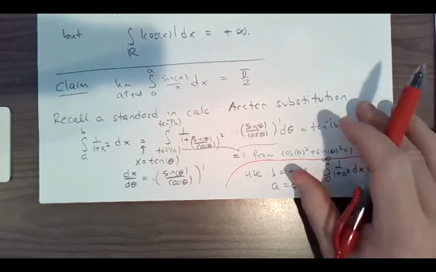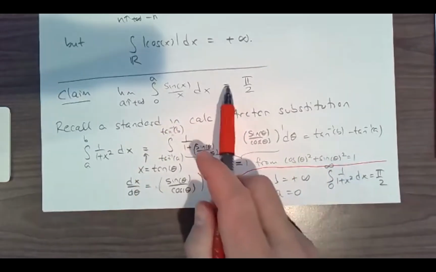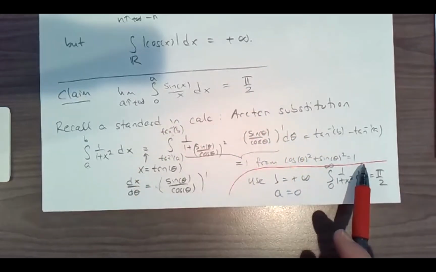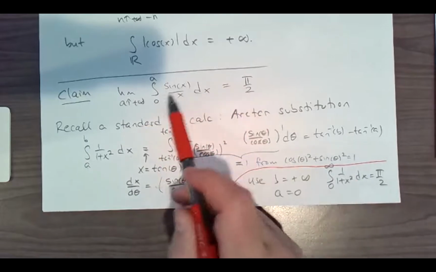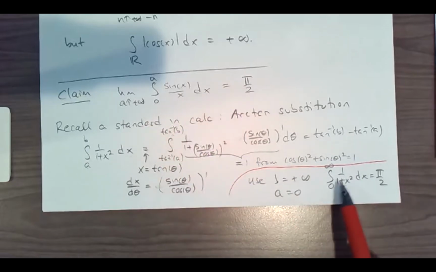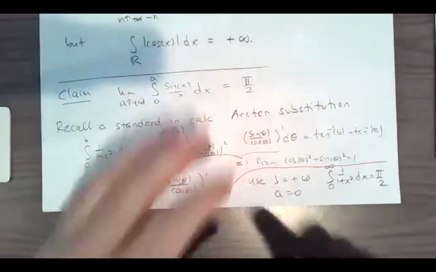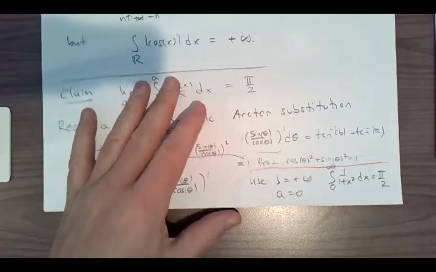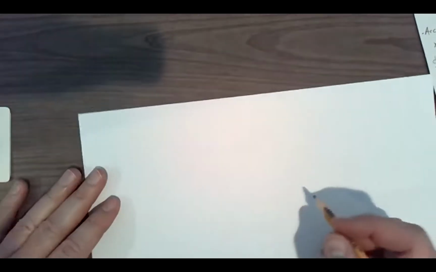So that's pi over two, and this is, if nothing else, reclaiming that the integral you're interested in is exactly equal to the value of that integral that we can calculate by means of the arctan substitution. So we have to combine these two things and figure out how to do that. The trick is, there's a trick to calculate this. Let me show you how to do it.